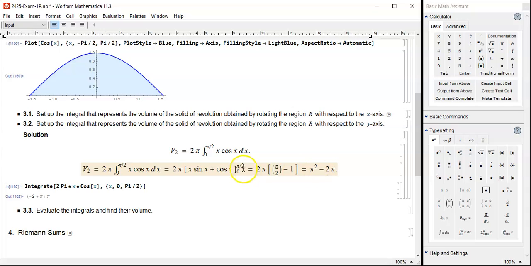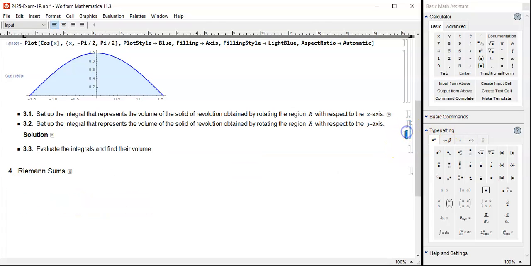Okay, all right. And then if you distribute 2 pi, then I get pi squared minus 2 pi. Okay, that's correct. Other than the previous sign mistake, everything is okay. And then here's verification by Mathematica. Okay, all right. Everything looks good.